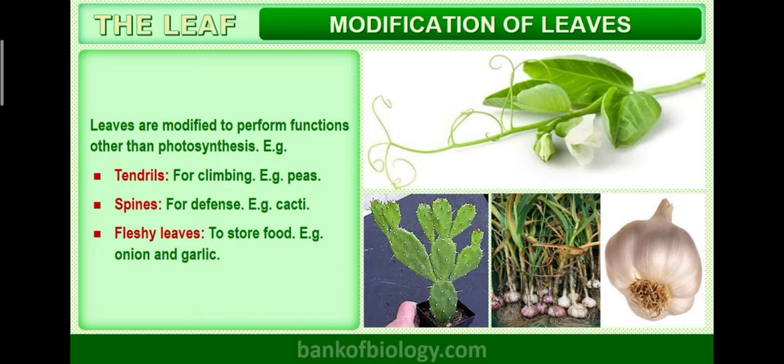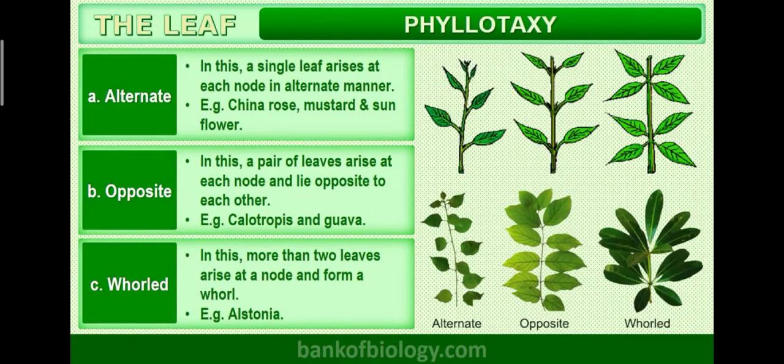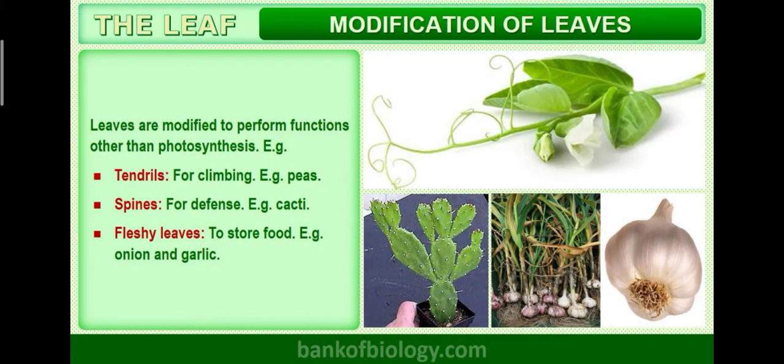So students, in the last class we completed up to leaf and its characteristics, phyllotaxy. Three types of phyllotaxy we have seen in the leaf: alternate, opposite and whorled. Now in today's class we are going to start the modification of leaf.